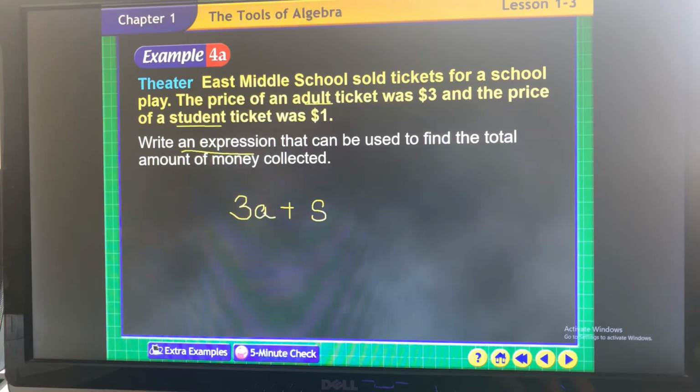So $3 times the number of adult tickets plus $1 times the number of student tickets. Do I need the 1 there? No, I don't need the 1. The 1 is a special number. 1 times s is s, so I don't need to write it. Can you write it? Preferably not, because it wouldn't be in its simplest form, and we always want to try to make things in simplest form. We try to make math not look difficult. So our sole goal all the time is to simplify a problem. So there's your expression.